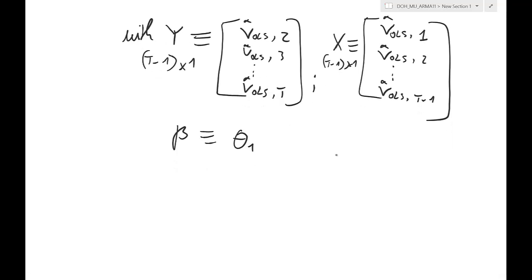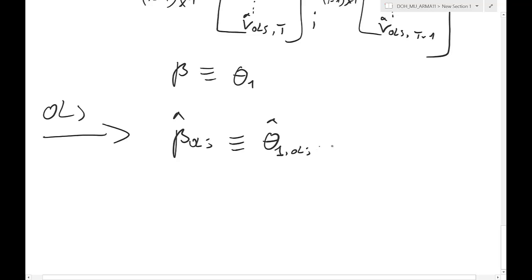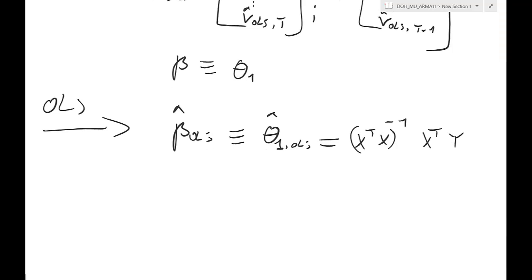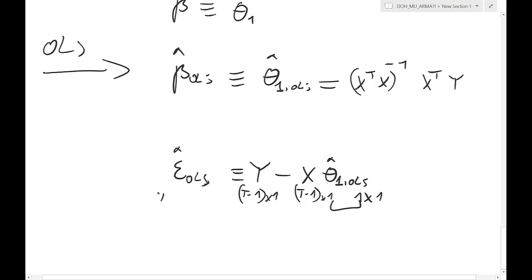Okay. Therefore, again, assuming the OLS assumptions hold, we can now determine the beta OLS, which will be, as was said, just the theta 1 OLS estimate. And that is now nothing else than (X'X)^-1 X'Y. All right. And what about our errors? Our OLS error is now nothing else than Y minus X times theta 1 OLS, using the notation we already had. So we have here a (T-1) times 1 vector, and that's a scalar. Wonderful. We see that the estimate for the epsilon will also have a (T-1) times 1 dimension.